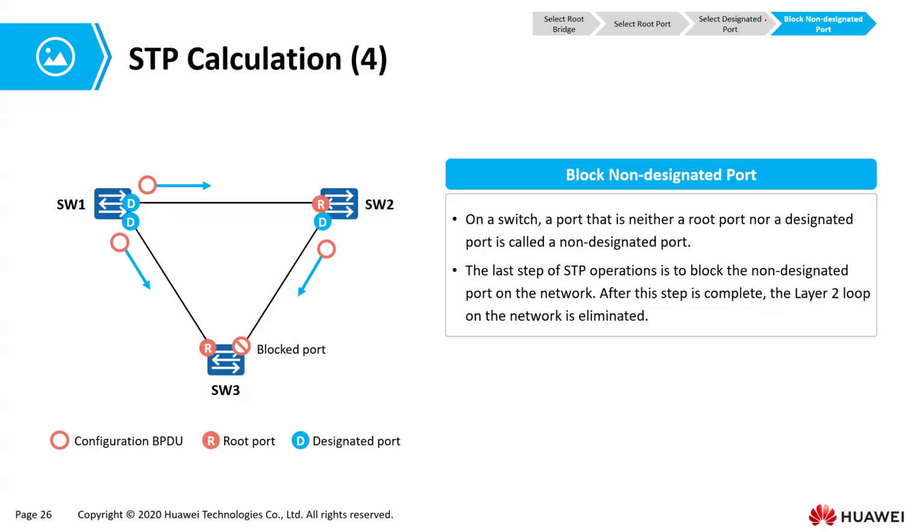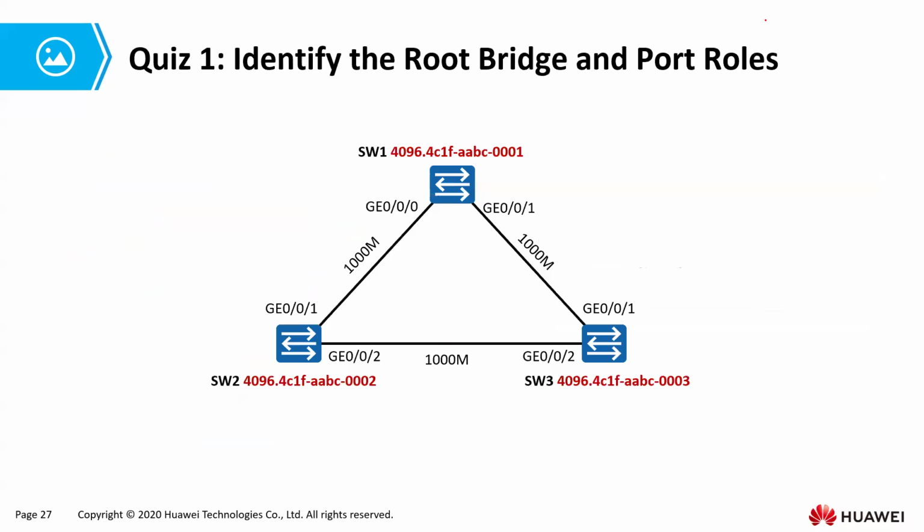We're going to have my examples. Blocked, non-designated on a switch: a port that is neither a root port nor a designated port becomes a non-designated port. And this is the last step of our STP operation. Now going into examples.